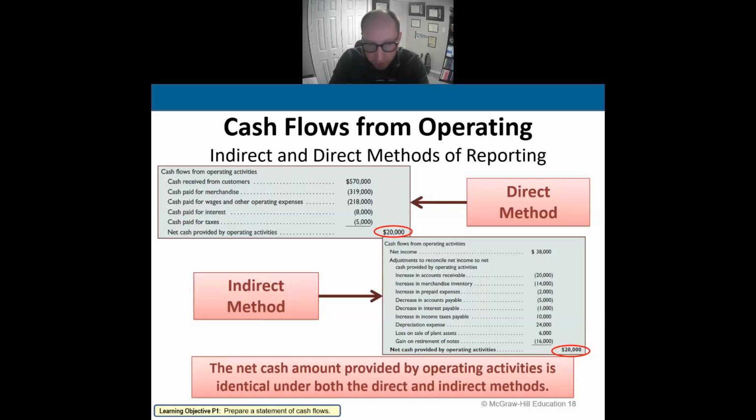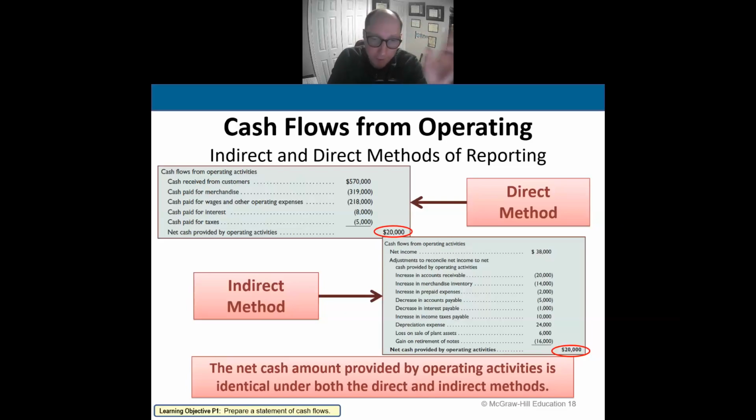The reason they call it the direct method is because I can directly see how the cash is coming in and out of the business. Makes perfect sense, right? It's all just cash. It's just simple cash. So that's why we call it the direct method. It's the easiest one to calculate. Cash came in from my customers minus cash going out for my operating activities equals net cash flow for operating activities.